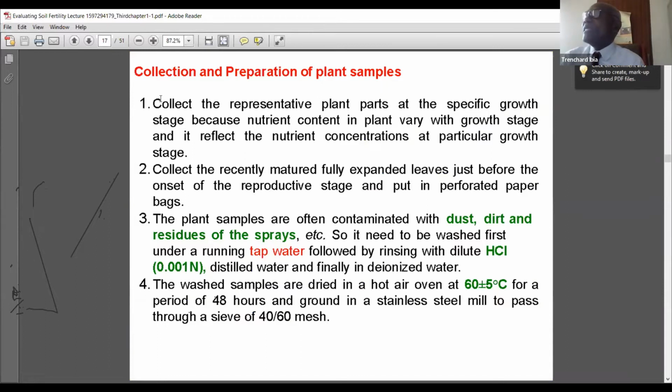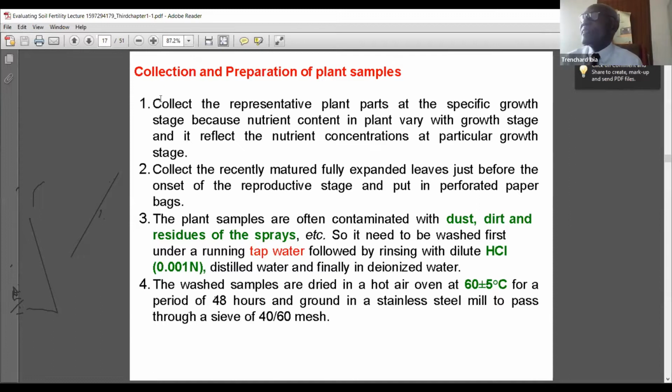We are required to collect representative plant parts at a specific growth stage because nutrient concentration in plants varies with growth stage, and it reflects the nutrient concentrations at particular growth stages. You need to collect the recently matured, fully expanded leaves just before the onset of the reproductive stage and put them in perforated paper bags, not in airtight containers, because of respiration, vaporization and heat.